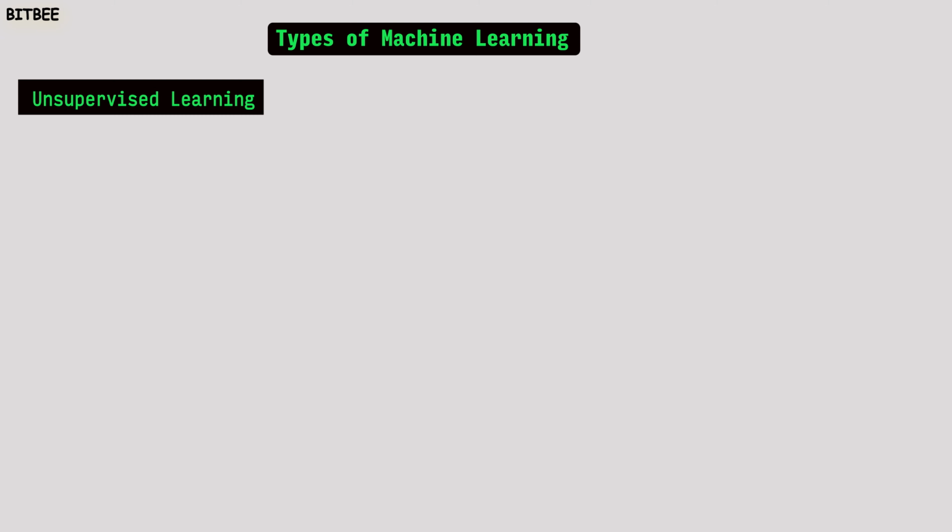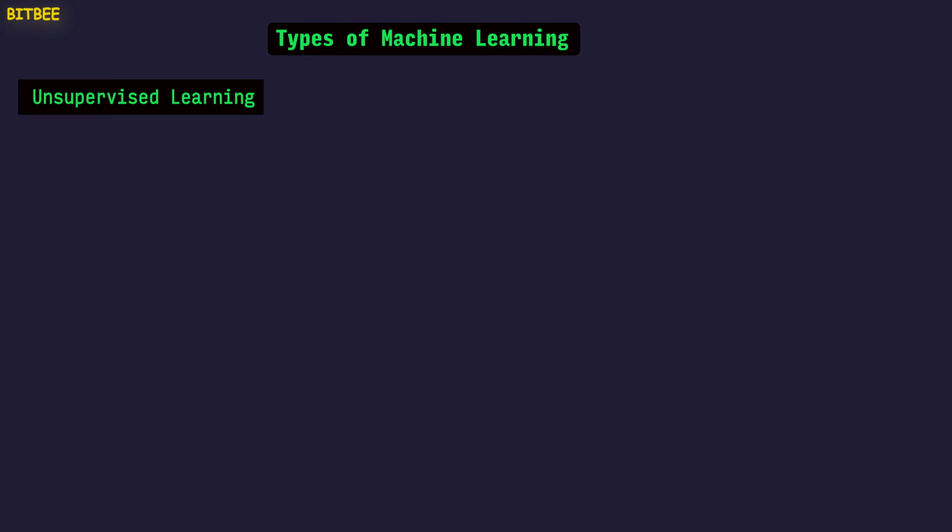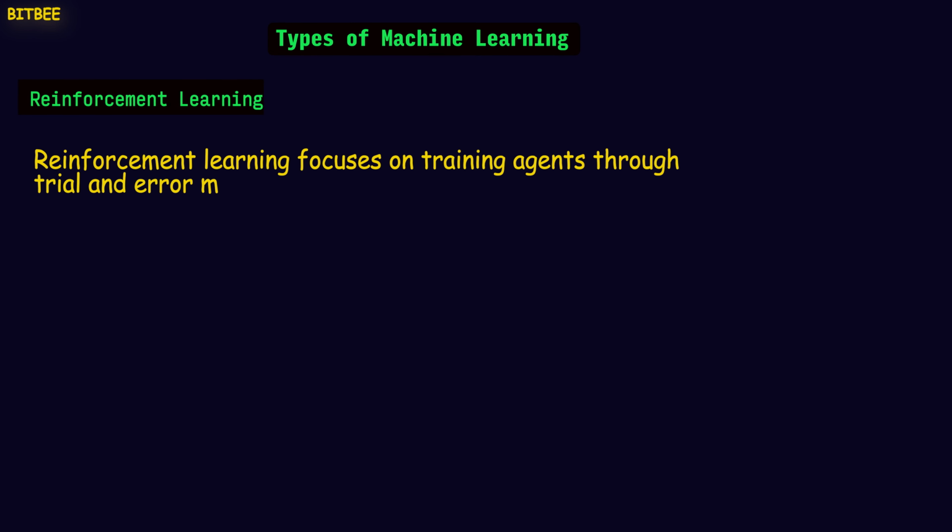Now let's explore the last type of machine learning, that is reinforcement learning. Basically, reinforcement learning is different from supervised and unsupervised learning. If you see the definition, reinforcement learning focuses on training agents through trial and error methods in an environment. That means there is no role of data in this model.